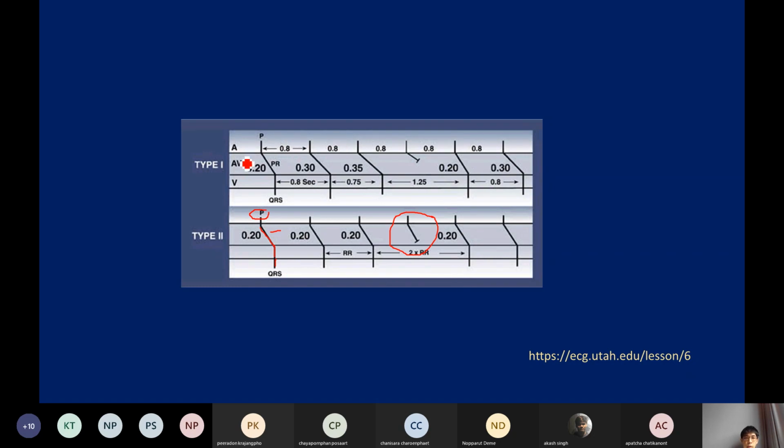But in type 1, there is progressive lengthening of the PR because of the conduction delay in the AV node. Progressive until there is a block in the AV node, and this impulse could not conduct into the ventricle. This is the type 1 second degree AV block, or we can call it Wenckebach block.